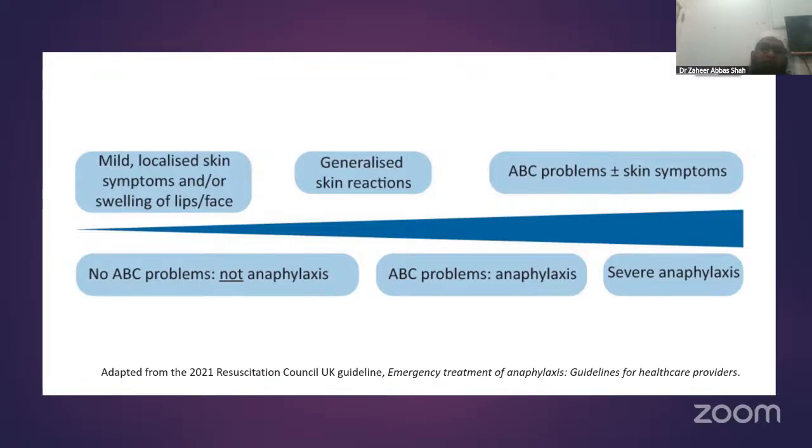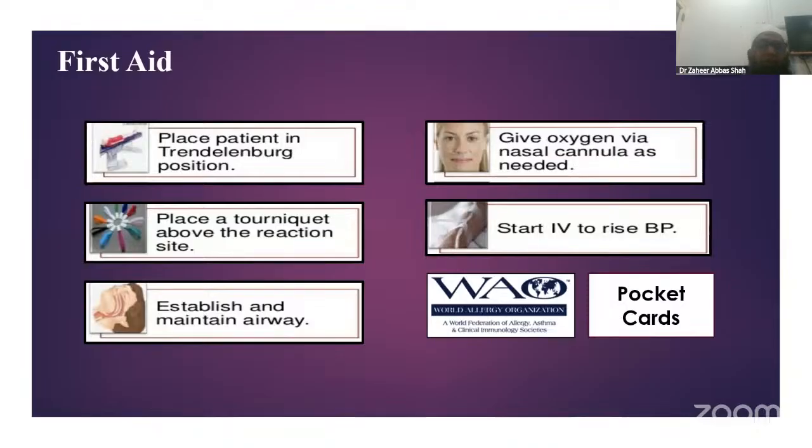Whenever a generalized skin reaction, itching, pruritus, or urticarial rashes is associated with an ABC problem, it is anaphylaxis. When an ABC problem plus skin symptoms are there, the guidelines say that it is a severe anaphylactic reaction. Now coming to the treatment of these two entities, or anaphylaxis as a whole.